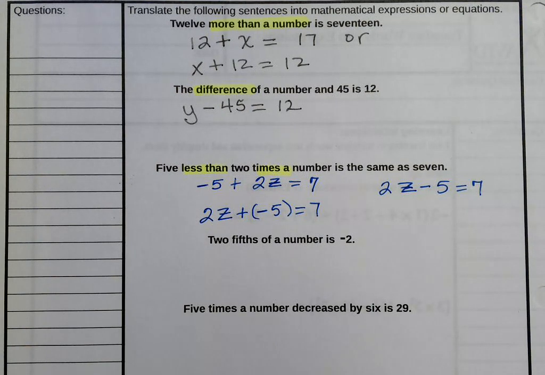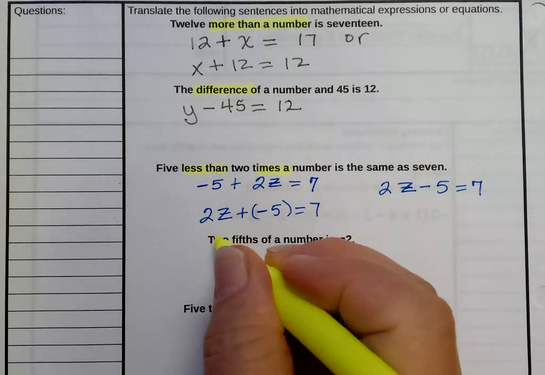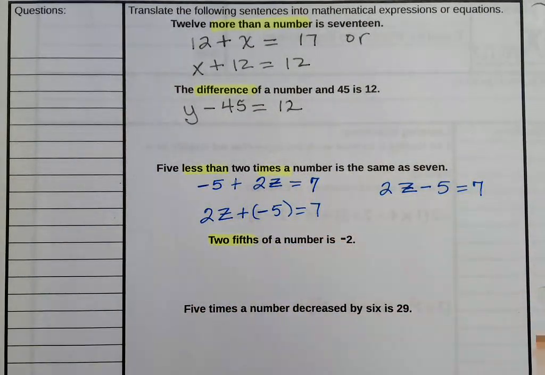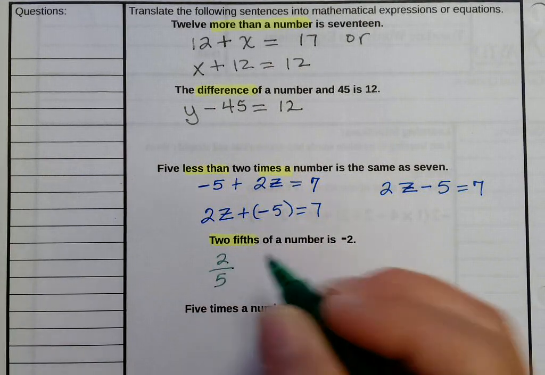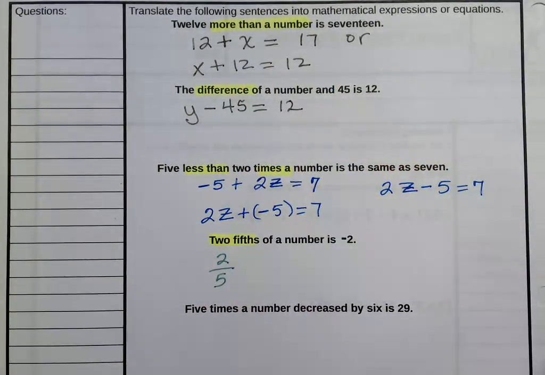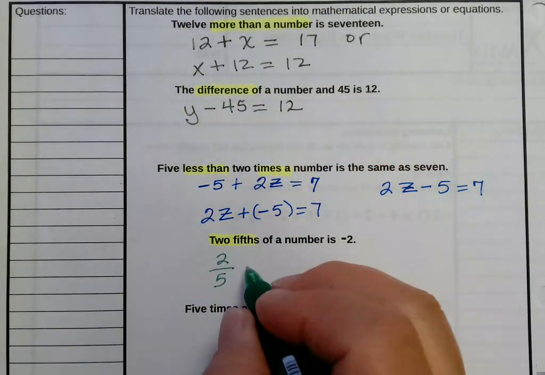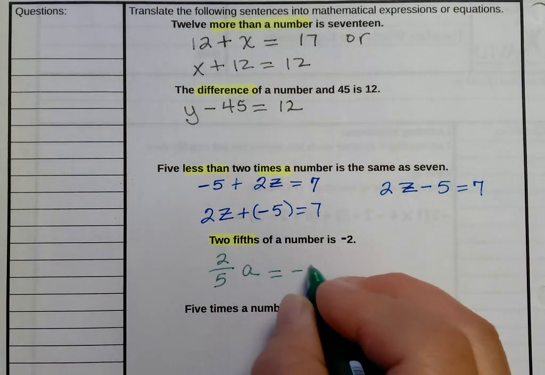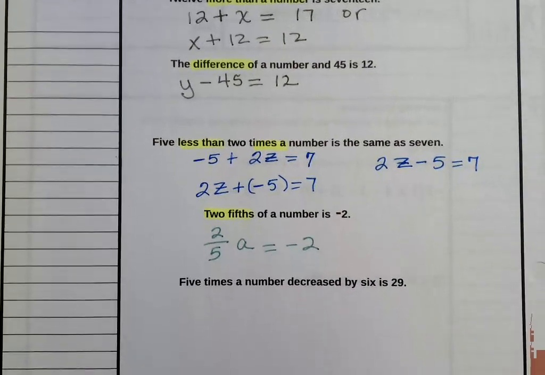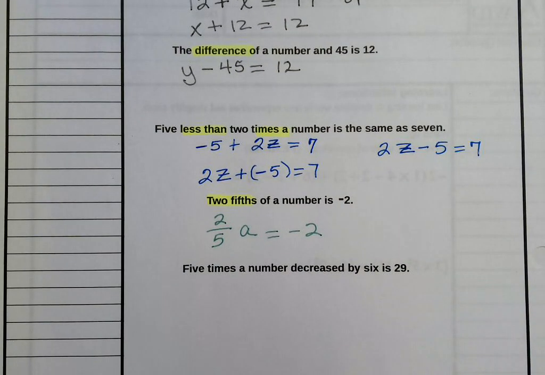Okay, for the next one, 2/5 of a number is -2. How do we write the fraction 2/5? 2/5. Okay, we've used X, Y, and Z. Let's go to the front of the alphabet and we will use A as our variable. Is equal to -2. Okay, let's start thinking about this now.